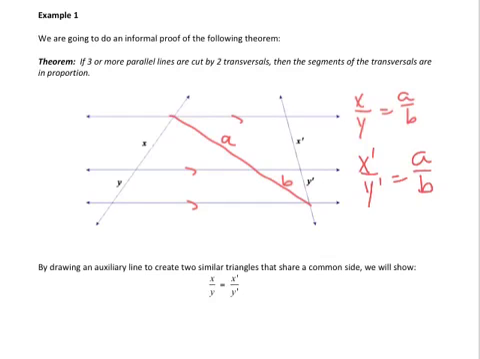And then all we need to do is look at this, and we know by the transitive property that if two things are equal to the same thing, they're going to be equal to each other. So I can actually set x over y equal to x prime over y prime. So I don't need that auxiliary line anymore. We don't have to do this intermediate step. Now we know that when parallel lines are cut by two transversals, their segments are going to be in proportion.